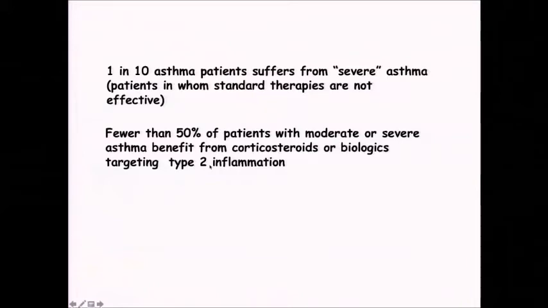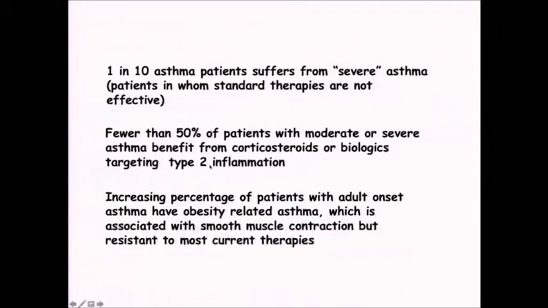It's great to have these new therapies, but we're still leaving half of the patients with severe asthma who don't benefit from those therapies at all. And there's an increasing percentage of patients with adult onset asthma who have obesity-related asthma, which is associated with exaggerated smooth muscle contraction, but resistant to most current therapies. So the proportion of patients who respond to these new therapies is likely to decrease over time. So it's a big unmet medical need to develop better therapies.